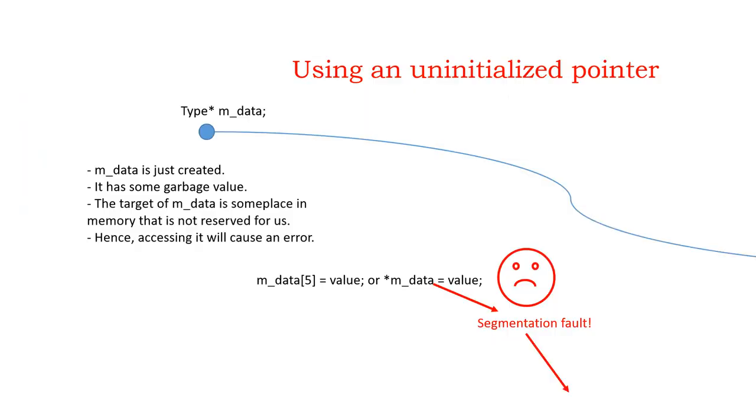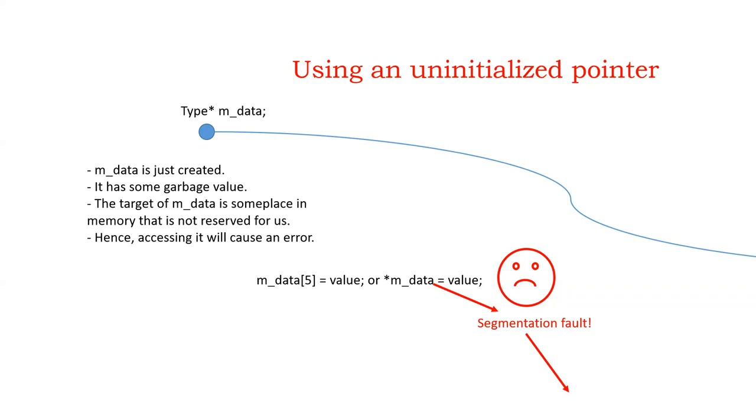Usually, one of the major reasons that we have memory problems is using an uninitialized pointer. You say integer pointer mdata in here, okay? You don't set it to anything, and then you say mdata[5] is something, or you say the target of mdata is this and that. So essentially, you are asking for the value to be placed 5 types after mdata.